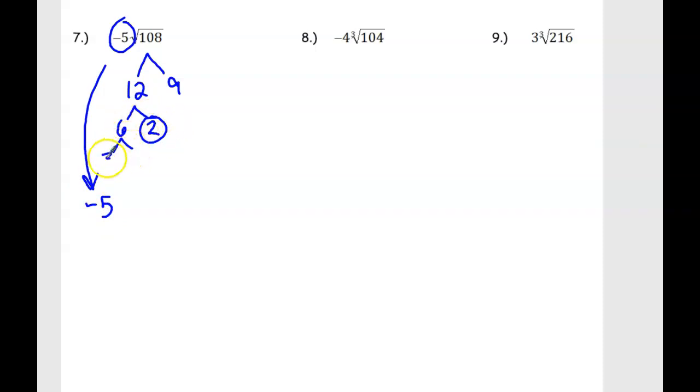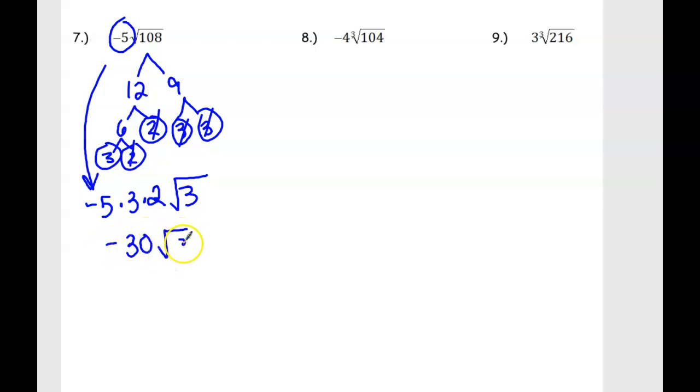All right. Number 7, I'm going to get 12 and 9. I'm not going to forget to bring down my negative 5. 12, I've got 6 and 2 and maybe 3 and 2. 9, I've got 3 and 3. Okay, so in this case, we're looking for our doubles. I've got double 3s, and then I've got double 2s. All right, what's left over is going to be just that 3. So when I multiply across, I end up with negative 30 radical 3.